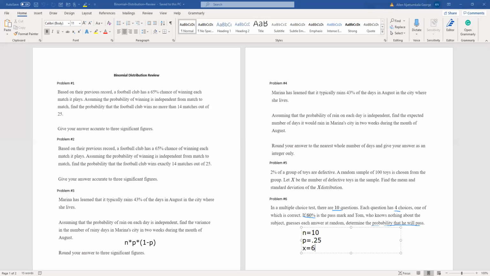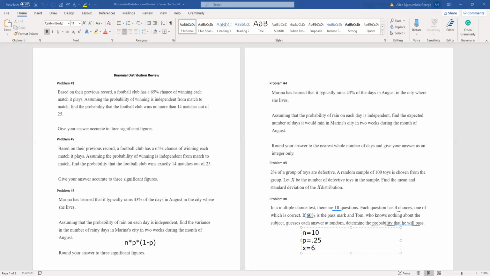Wouldn't we use CDF for this one? Because he can get 6, 7, 8, 9, or 10 to pass. Yeah, you would use CDF for this one. Actually, wouldn't you? Well, let's get the answer and check it with their answer choice.